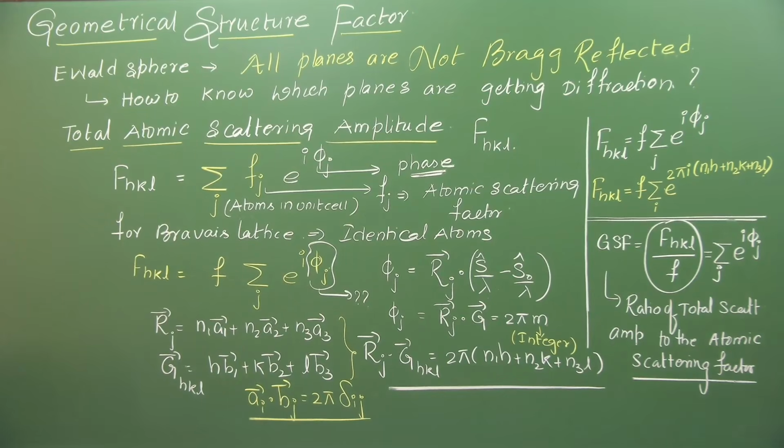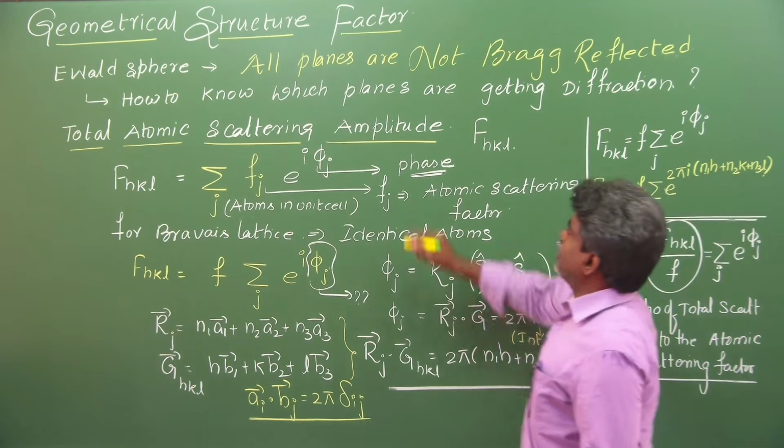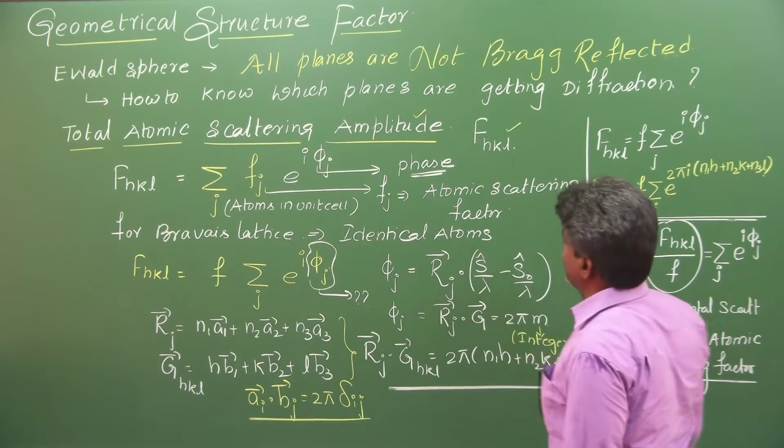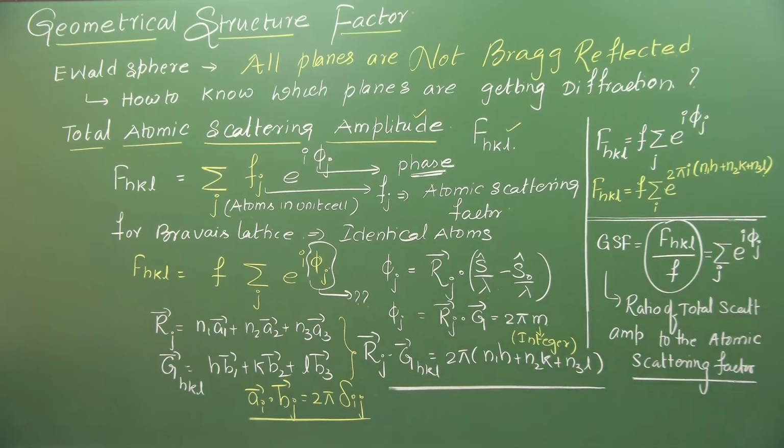But for checking whether the diffraction occurs or not, what do you want to take? Amplitude. So that's why once again write the scattering amplitude F_HKL equals small f summation over j e raised to i phi j. What is phi j? What is that phase factor? 2 pi m, m is an integer. What is that integer? n1h plus n2k plus n3l. While I was explaining the Ewald sphere also, I told you that if that is an integer, then only the diffraction occurs.